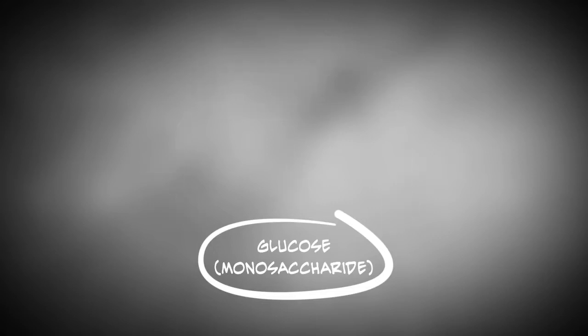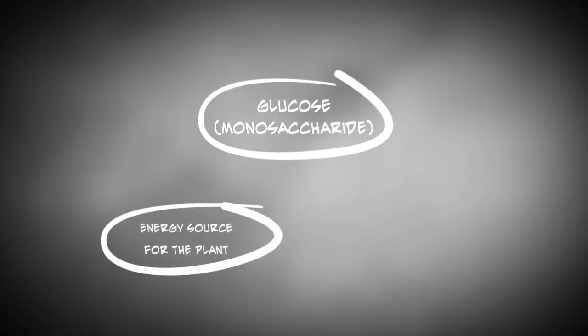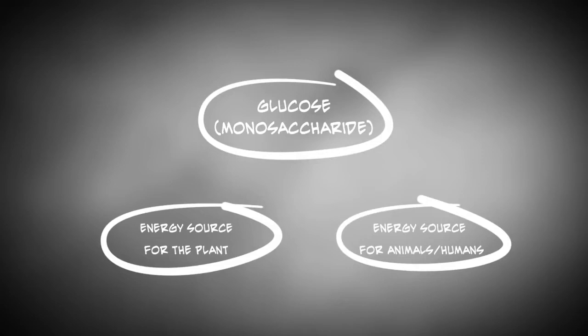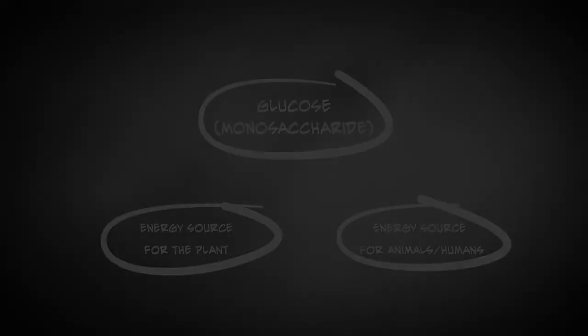It serves as an energy source for the plant itself. In the forms of polymers, such as starch, it is also an energy source for animals and human beings. By producing oxygen and capturing energy from inorganic compounds to produce organic compounds, plants are considered to be a very important part of nature and life.